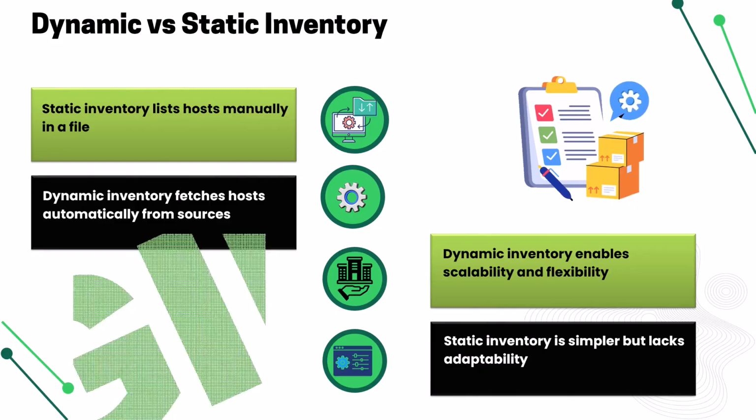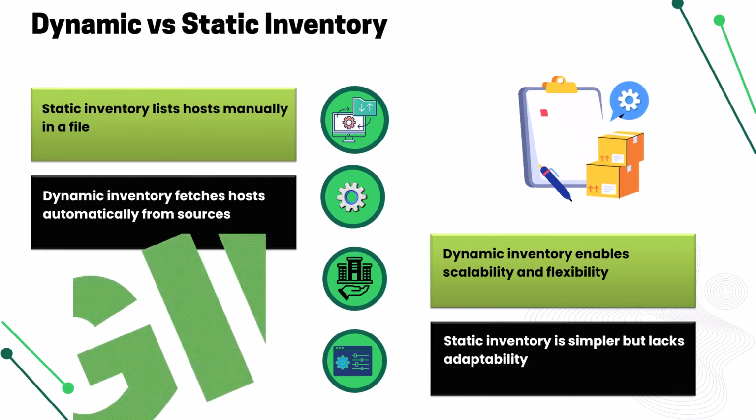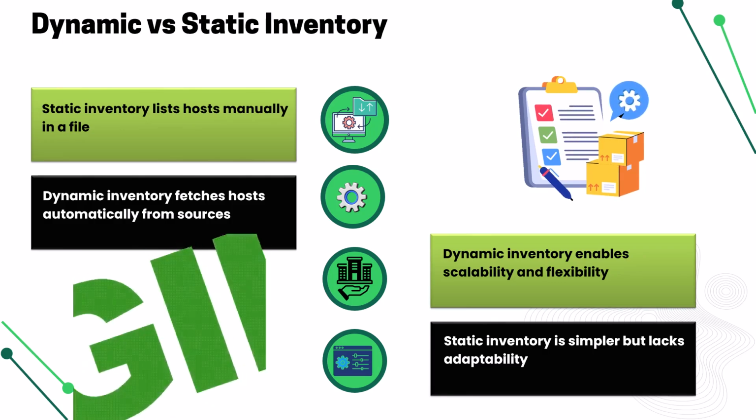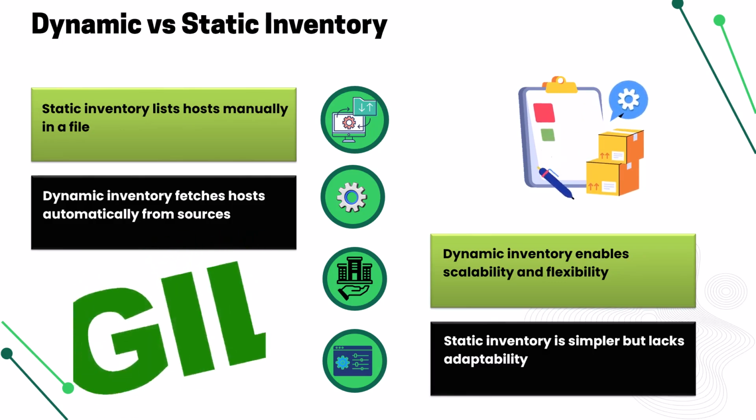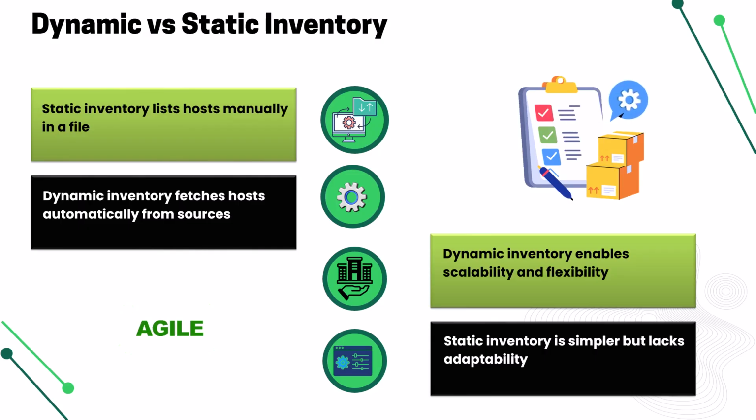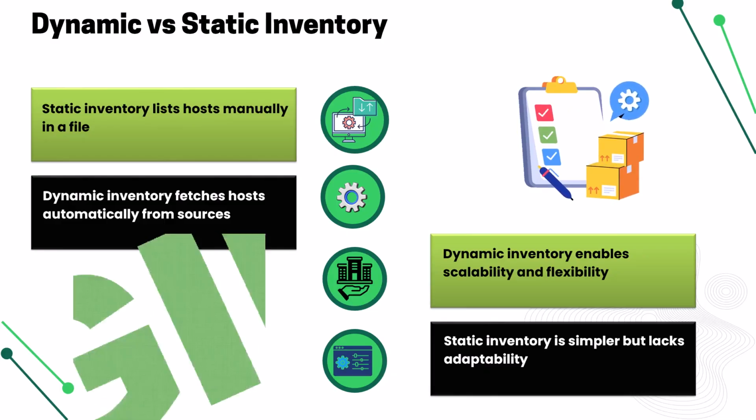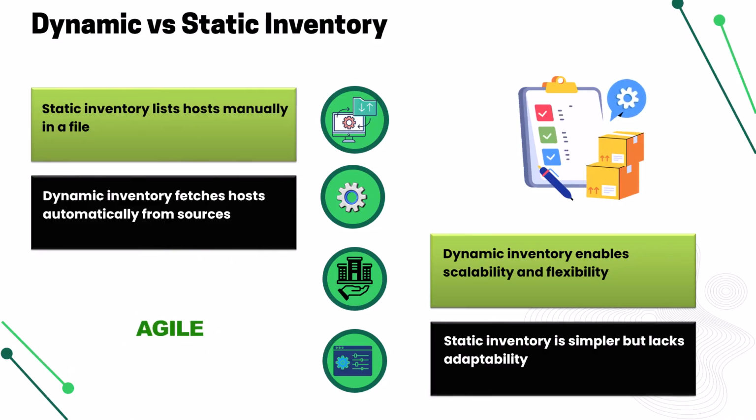Think of static inventory like a guest list for a dinner party. You manually list who's coming. Dynamic inventory, on the other hand, is more like a social event where people show up based on availability. If scalability and flexibility are your thing, dynamic is the way to go. But if you like keeping things simple, static inventory works just fine.